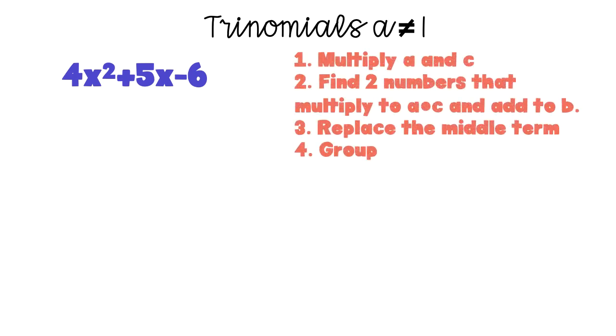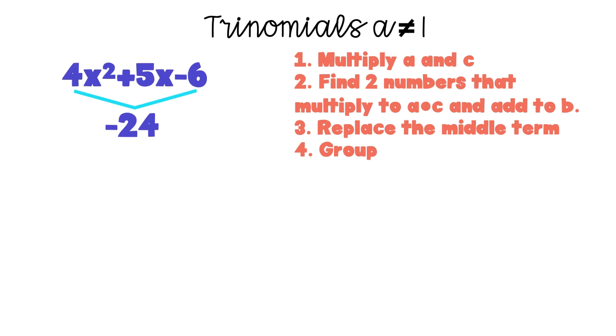Let's do another example. The first thing you should always check for is a GCF. I don't have one here, so I'm going to move on. Because A is not 1, I have to do this the longer, more annoying way. So, the first thing I'll need to do is multiply A times C. This will give me negative 24.